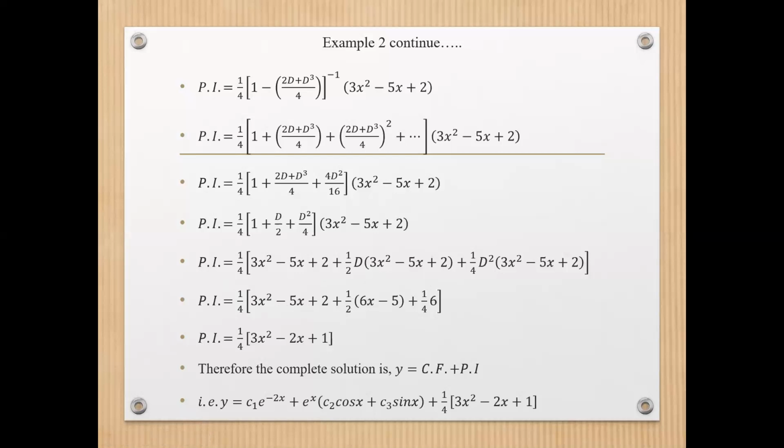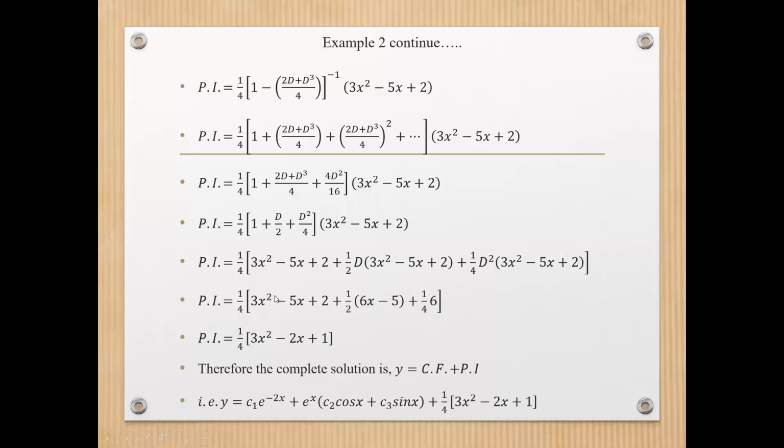First derivative of this quantity 3x square minus 5x plus 2. D is nothing but the first derivative. The first derivative of 3x square is 6x. Here minus 5, and 2 is a constant, its derivative is 0. Plus the double derivative of this quantity. Already we have found here the first derivative. Differentiate once again. What do we get? 6. After solving this, we will arrive at pi is equal to 1 by 4 into bracket 3x square minus 2x plus 1. This is the required particular integral of the given differential equation.